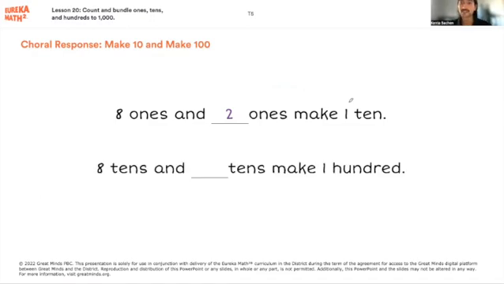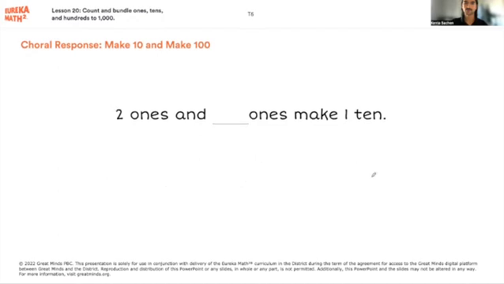How about if I have 8 tens or 80? How many more tens do I need to get to 100? How many more? Let's see. Liam? Yeah, 2 more tens are 20, right? Because 8 and 2, 8 plus 2 is 10, or 8 tens plus 2 tens is equal to 100. Good job.